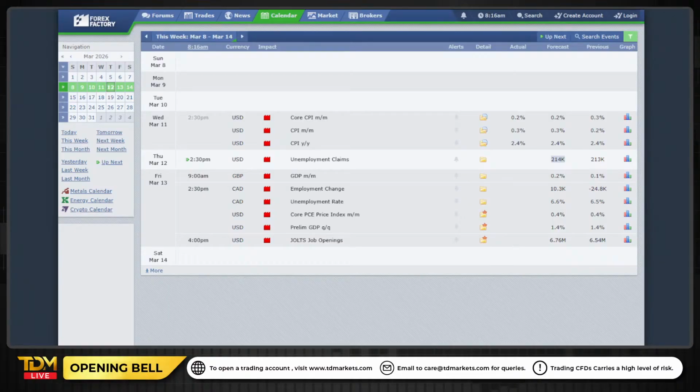And obviously, we also look at this report. We might not trade it, but you also look at it. So the initial reaction might be muted, right? Might not be that much, but you never know. You never know, right? There might be more people that have been laid off in the previous week. So that is the report we are looking at this morning.